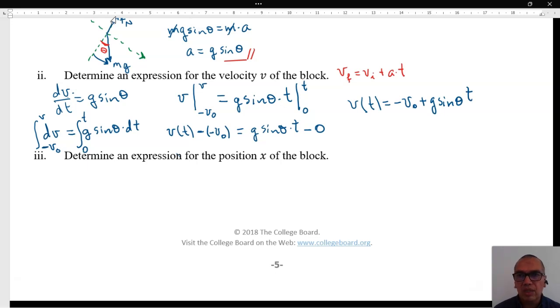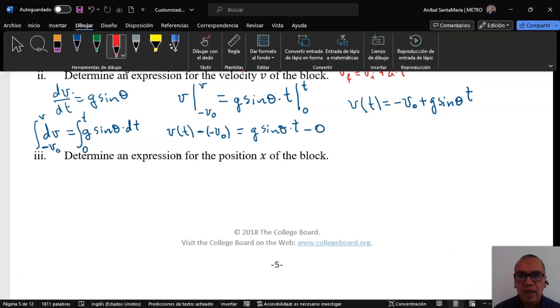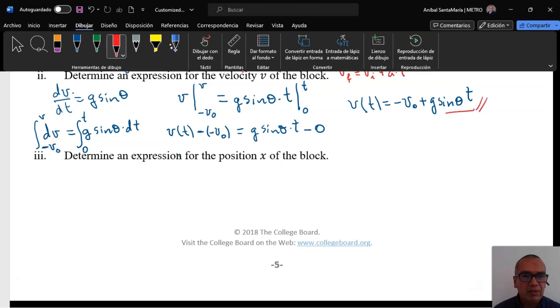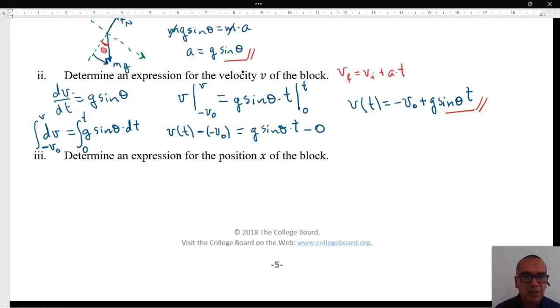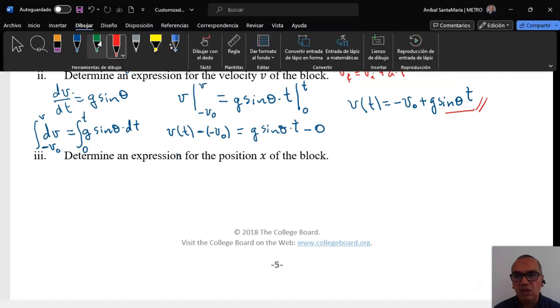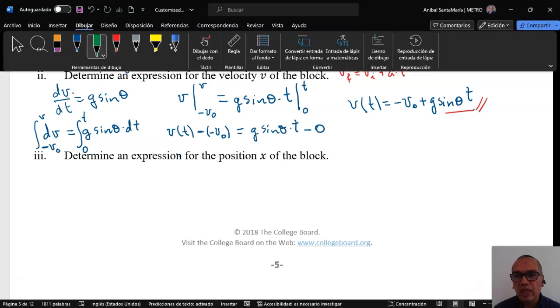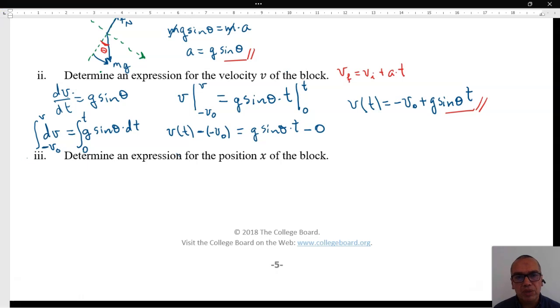You will recall that this is a linear function and you have a negative y-intercept, negative v naught, and a constant slope, which is the acceleration g sine of theta. Next, they want you to determine an expression for the position x of the block. Once again, you can do this from memory.